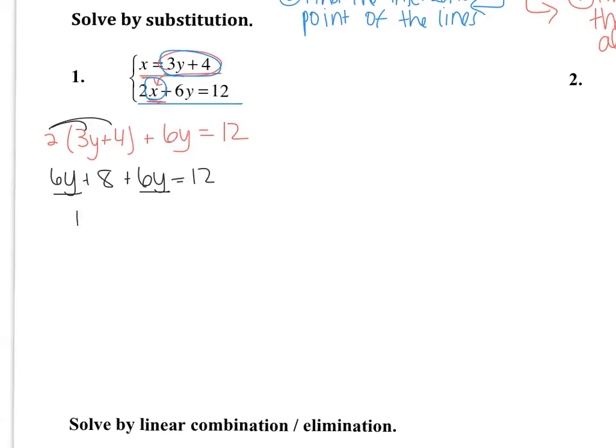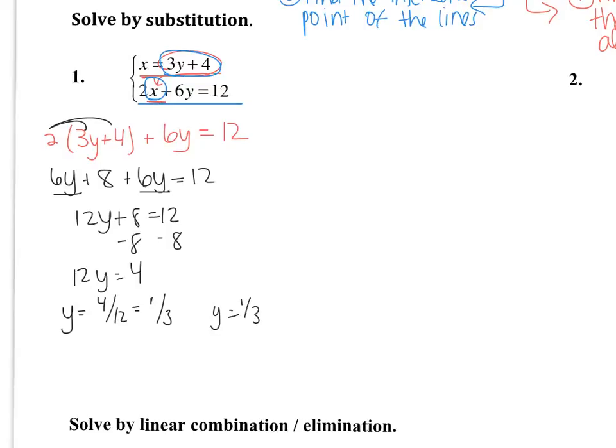6y and 6y give me 12y plus 8 equals 12. If I subtract 8, I get 12y equals 4. So y equals 4 over 12. I can simplify this. Both 4 and 12 are divisible by 4. 4 divided by 4 is 1, and 12 divided by 4 is 3. So right now I have y equals 1/3.